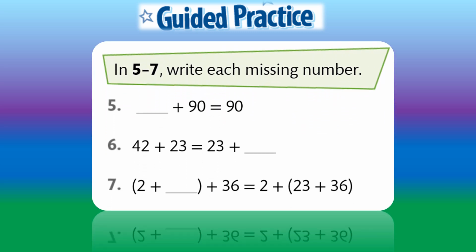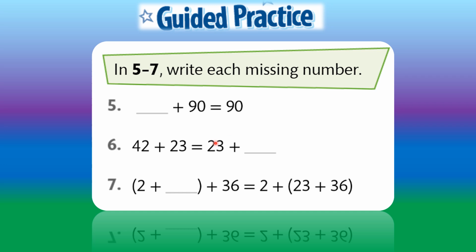All right. Go ahead and write each missing number here. Use the properties that we just talked about. If you do have your book and you need to look back at those properties, you can do that. I'm going to give us about 10 seconds to pause the video if you need more time to fill them out. Okay, let's go ahead and get going on this one.